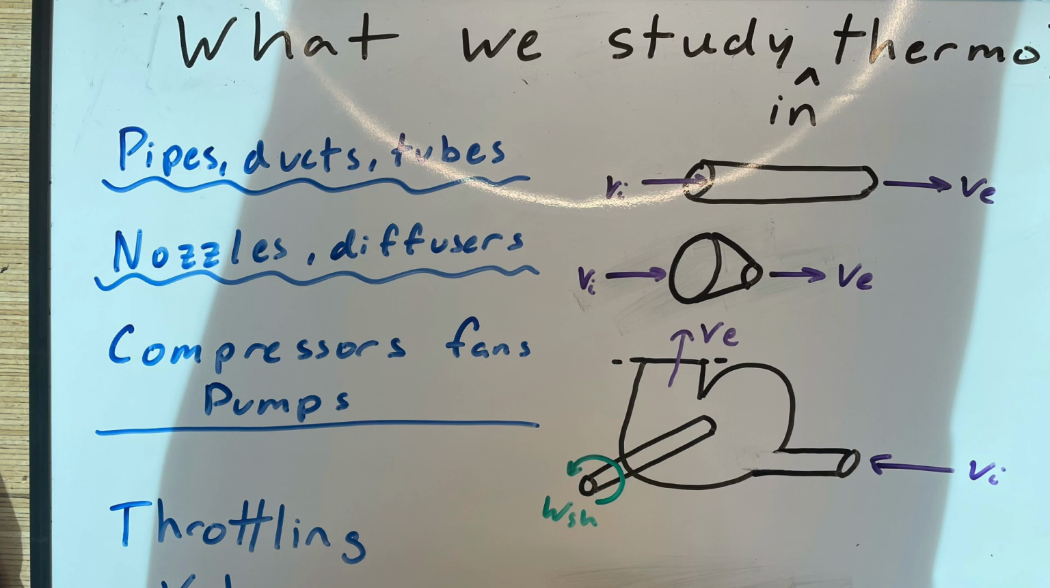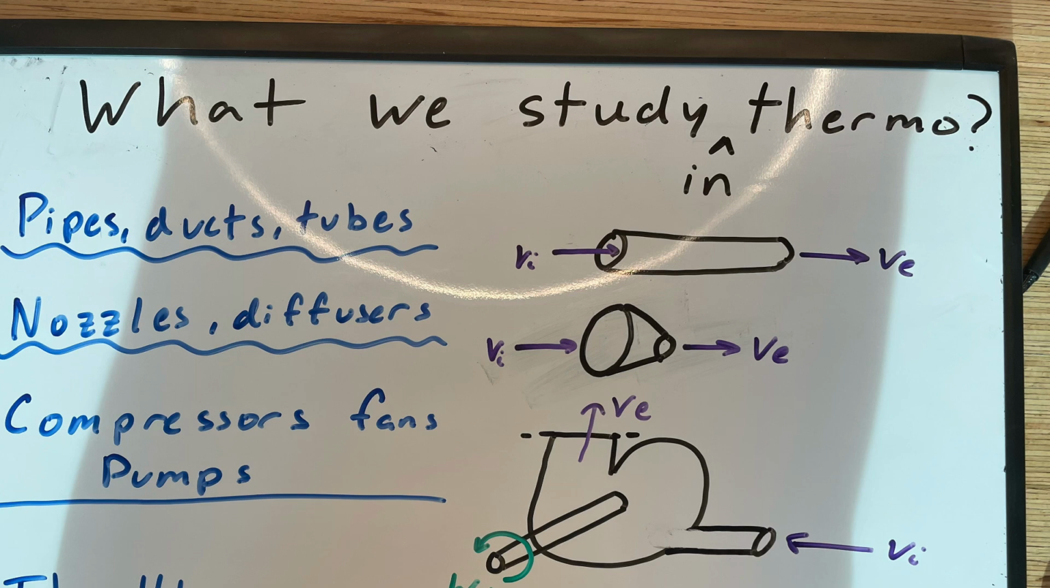Lastly, we have throttling valves, considered one of the most important inventions in history. A throttling valve is a system in which the flow can be changed. This system is the reason that we have the modern-day refrigerator.